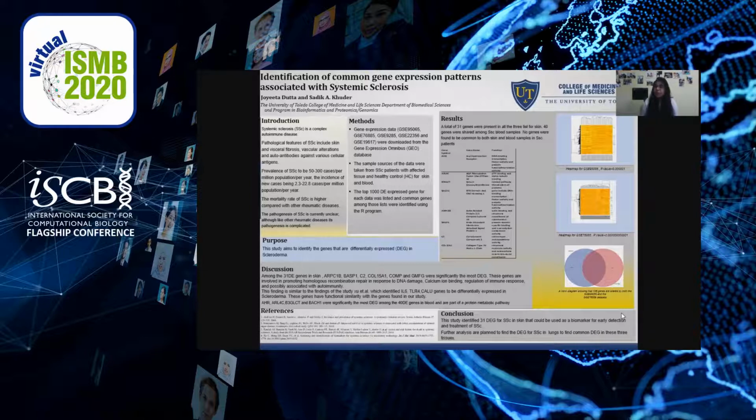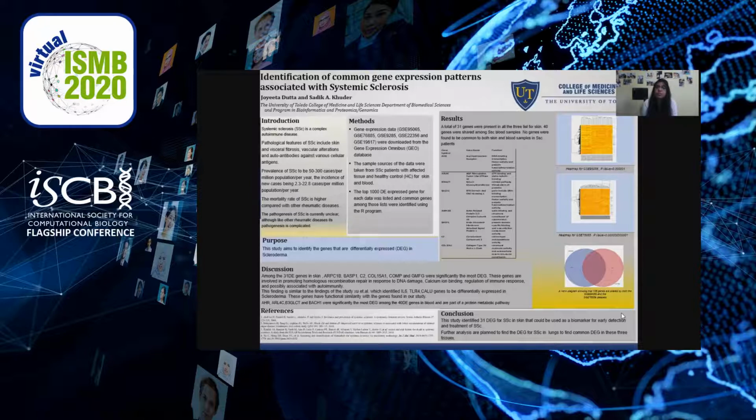Presently, there is no cure for this disease, but luckily, a variety of treatments can ease the symptoms and improve the quality of life of the patients. So that's why we are interested in this disease. We are looking for some biomarker which can be used for treatment and maybe for early detection of the disease.